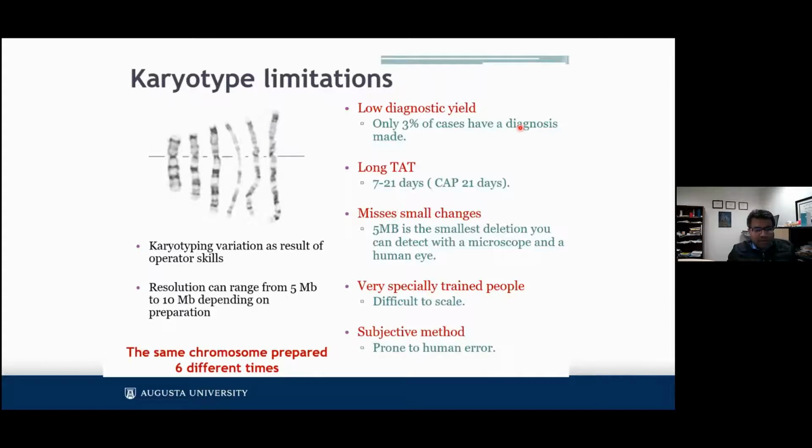As we all know, karyotype still is the gold standard for chromosome analysis, but it has its own challenges. It has a very low diagnostic yield. The other major challenge is a very long turnaround time for solid tumors because of the culture growth. It definitely misses small changes, most commonly less than 5 megabases. We really need specially trained people in cytogenetics, and I think that's becoming a major commodity now. And because it's a subjective method, it's prone to human error.